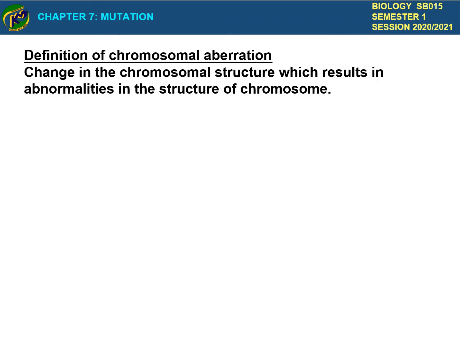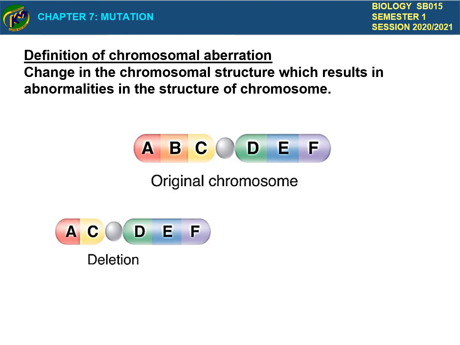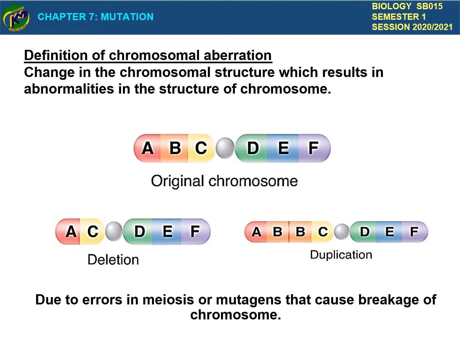Chromosomal aberration is change in the chromosomal structure, which results in abnormalities in the structure of chromosome. For example, this is the original chromosome. The original chromosome has 6 segments. One of the segments is deleted, or one of the segments is duplicated. Chromosomal aberration occurs due to errors in meiosis or mutations that cause breakage of chromosome.